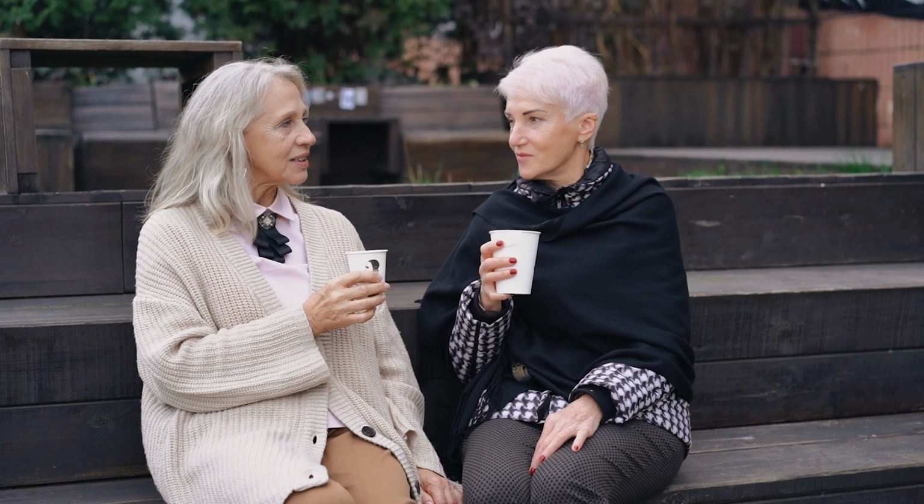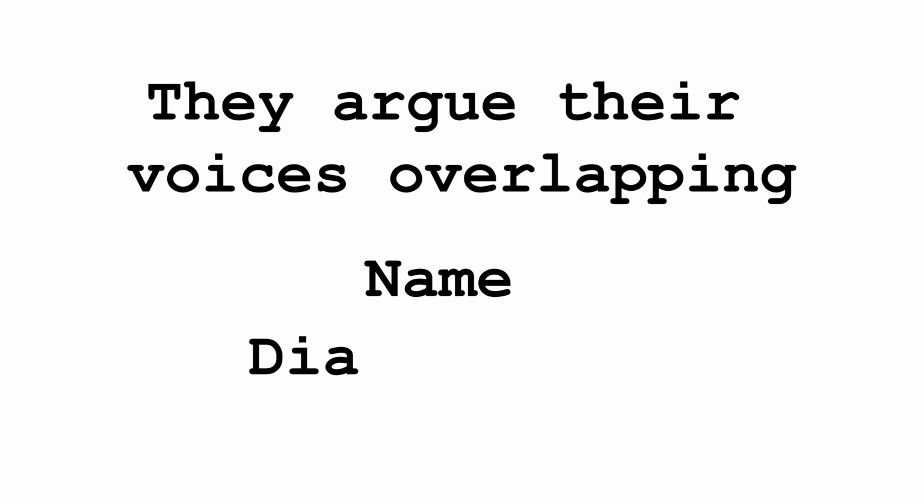If the overlap is minor, like people interrupting each other, then you could just describe it in the action, such as "they argue, their voices overlapping," and then just write their dialogue normally. And that is all you need for brief moments of chaos.